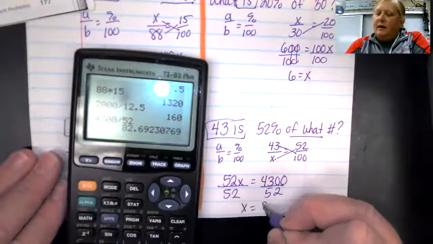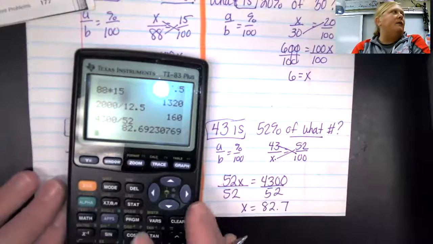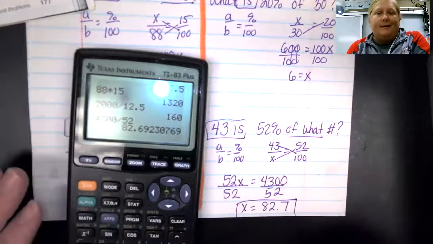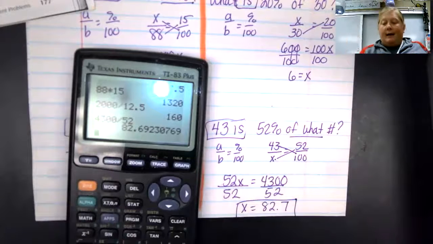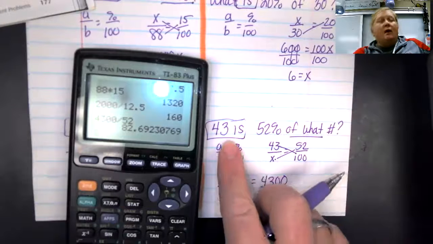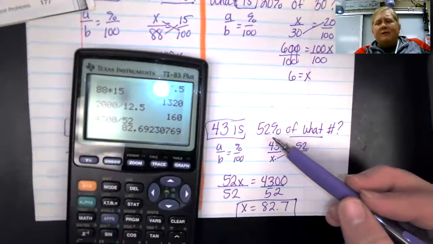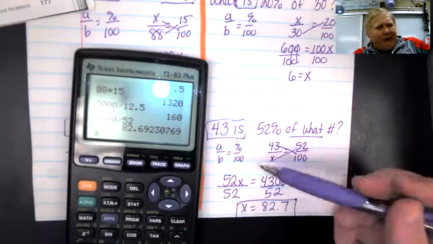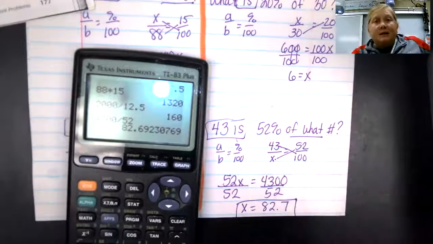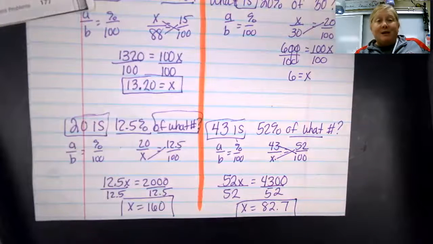4,300 divided by 52 is 82.7. Now, can we have 82.7 students? Well, I'm picking these numbers out of my head. So out of 82.7 students, 43 said they liked Bosco cheese. Now, stop and think. 52 is over half, right? So does that make sense? Is 40 about half of 80? So stop and do a common sense check on each of these. All right, friends, now it's your time to practice.